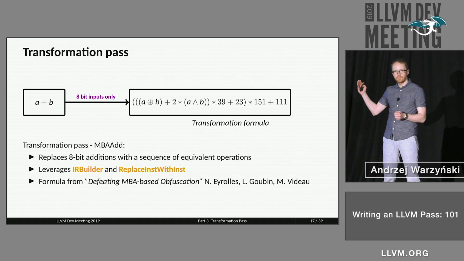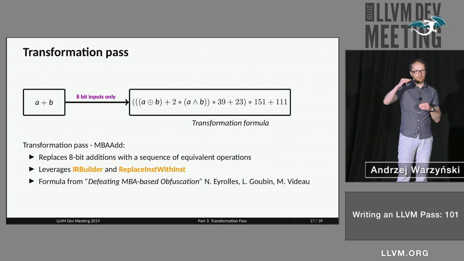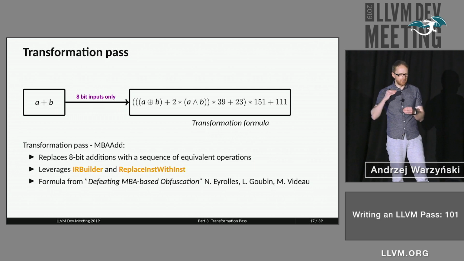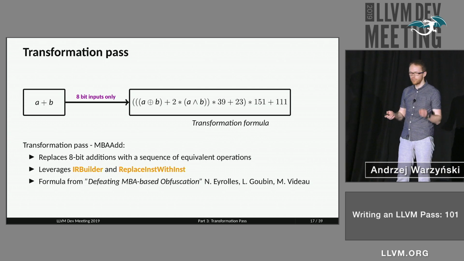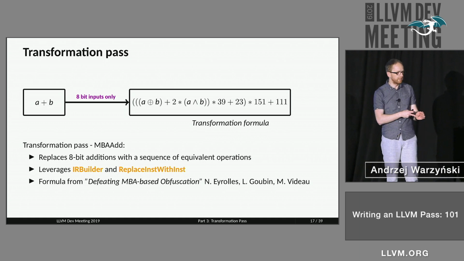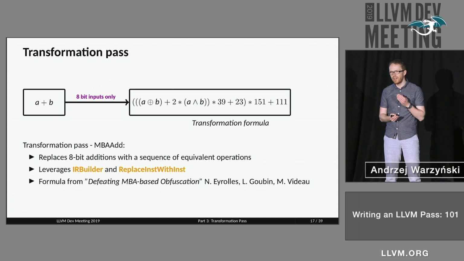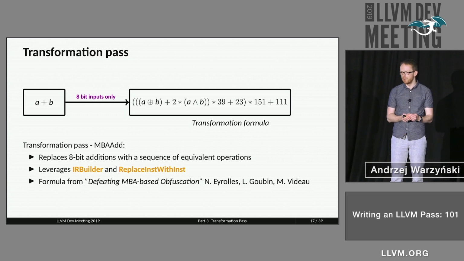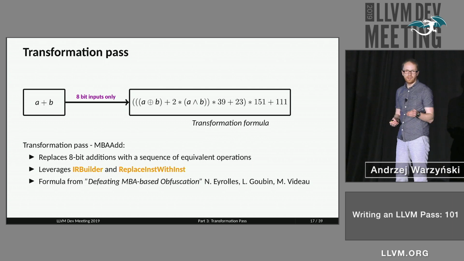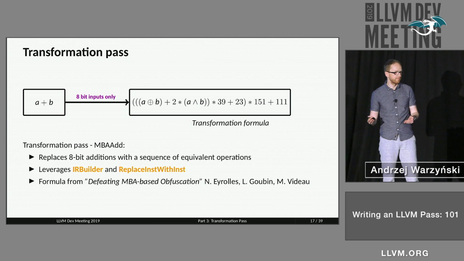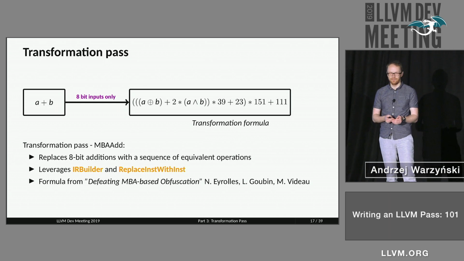What we have to do is go through all instructions in your input module, check whether it's an addition, then check whether it's an 8-bit addition, and only then construct an instruction that corresponds to this and do the replacement. I will be using IRBuilder to create instructions. IRBuilder is a very powerful API available in LLVM and relatively easy to use and well documented, so I recommend using that. Once I construct the new instruction, I'll just use ReplaceInstWithInst to replace them, and that's pretty much it.